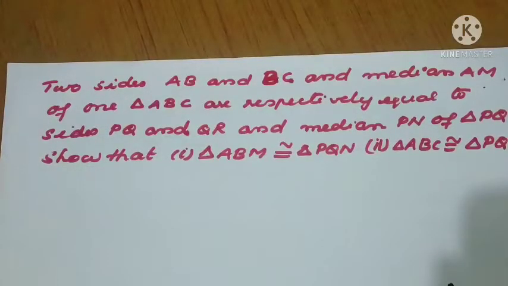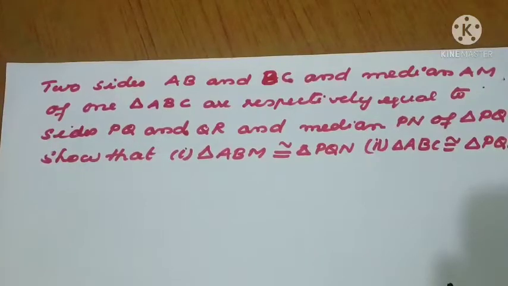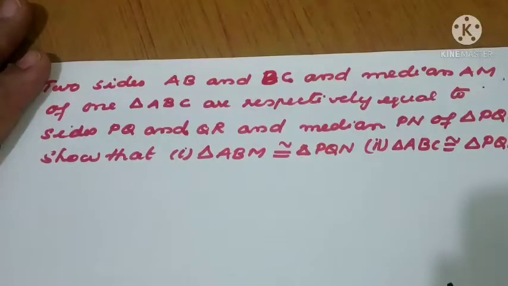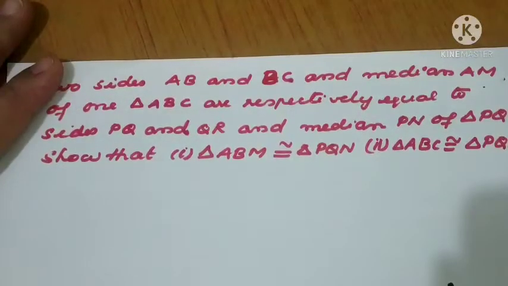Two sides AB and BC, and median AM of one triangle ABC are respectively equal to sides PQ and QR and median PN of triangle PQR. Show that triangle ABM is congruent to triangle PQN, and also show that triangle ABC is congruent to triangle PQR.